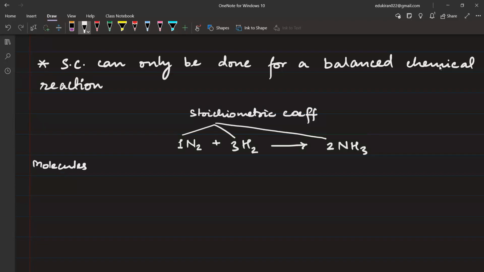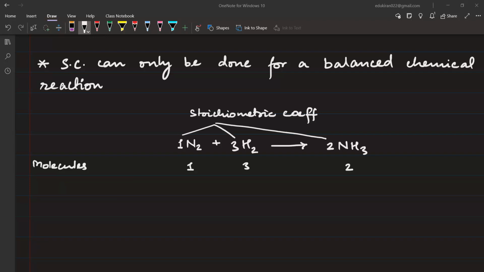So if I talk about molecules, then one molecule of nitrogen will react with 3 molecules of hydrogen, and it will give you 2 molecules of ammonia. Now, obviously, we don't do anything at the molecular level. We don't talk about one molecule. We cannot even take one molecule.